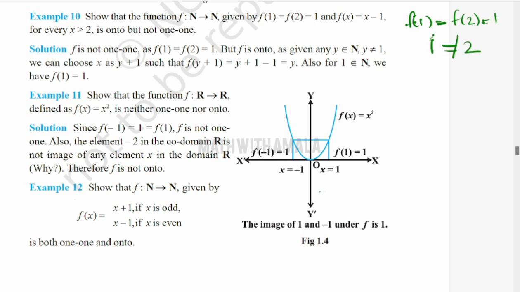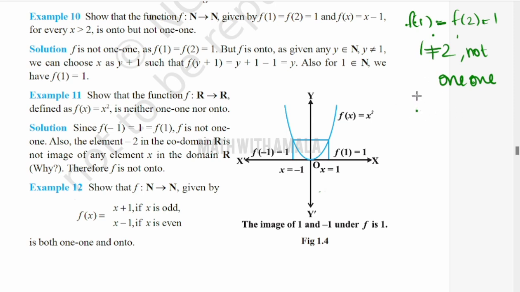Now itself it is clear that it is not 1-1, because we need different values for different elements from the domain. This implies 1 not equal to 2, which is a true case. Now we can write it is not 1-1. This is enough in order to show that it is not 1-1, and we don't want to go further to values of x which are greater than 2.